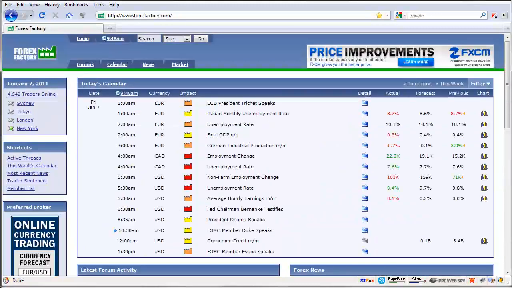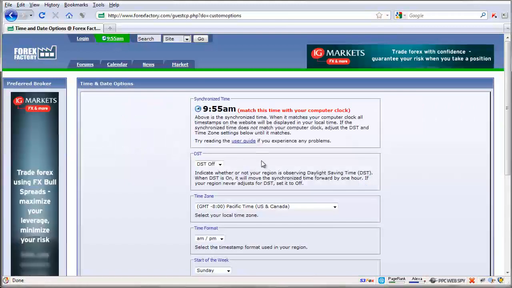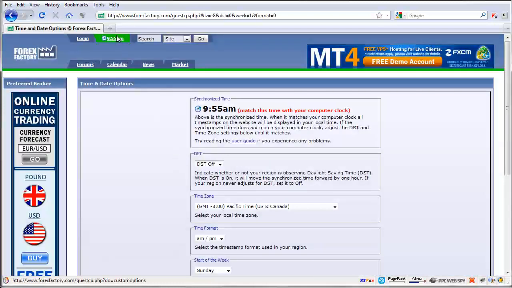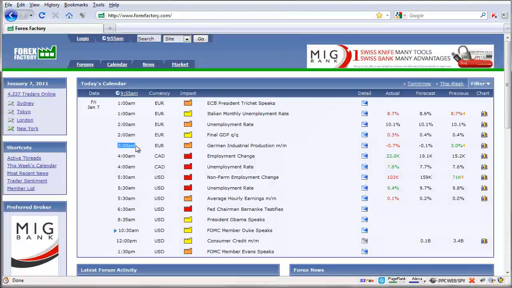Now you've got a time up here, and this time might be different. So the first thing you need to do when you go to Forex Factory is click on that time and choose your time zone. Once you've clicked OK, this will now reflect your time, and all of these times here will reflect your time. These won't be Eastern hours, which is the default.